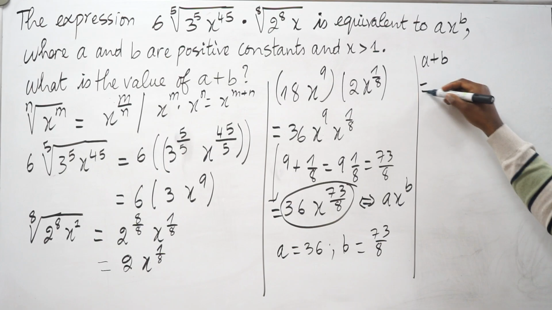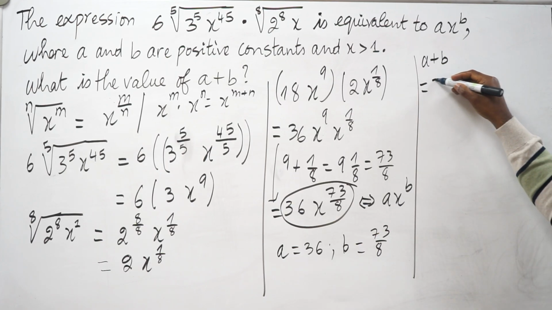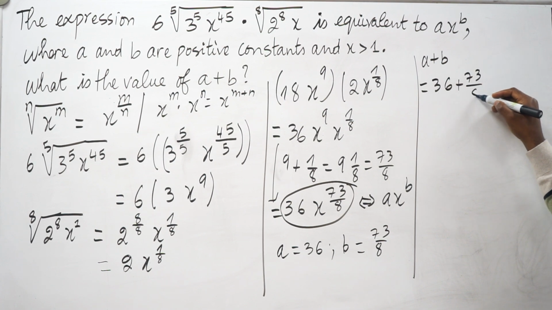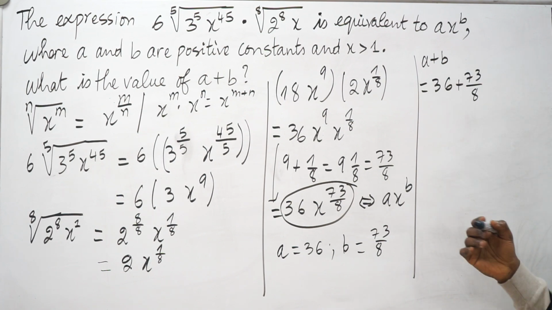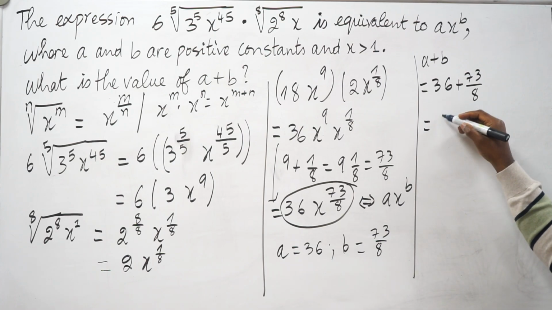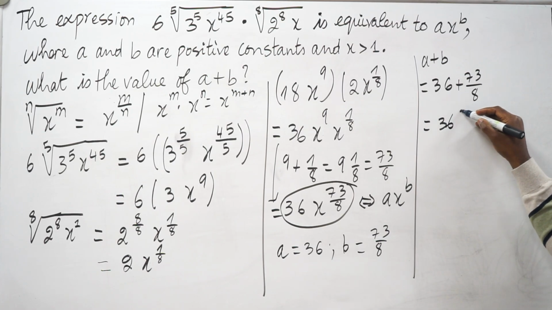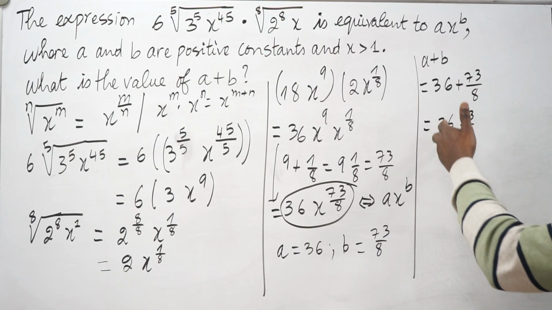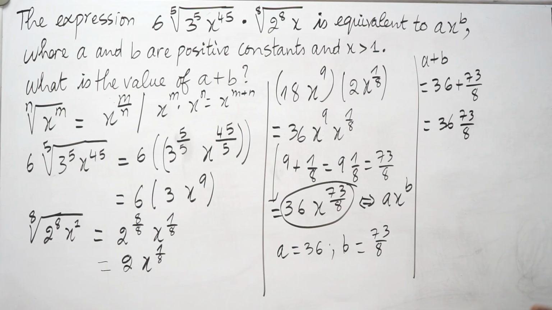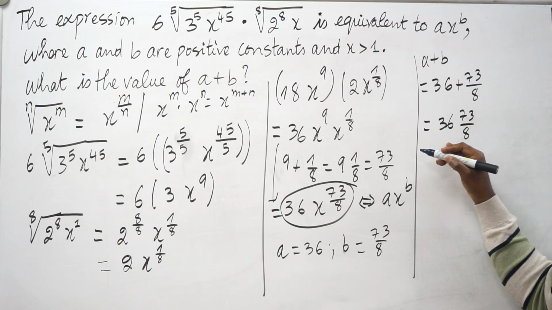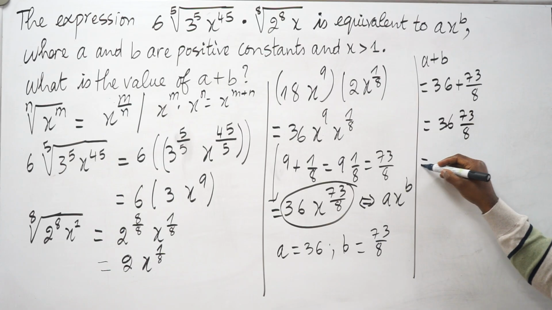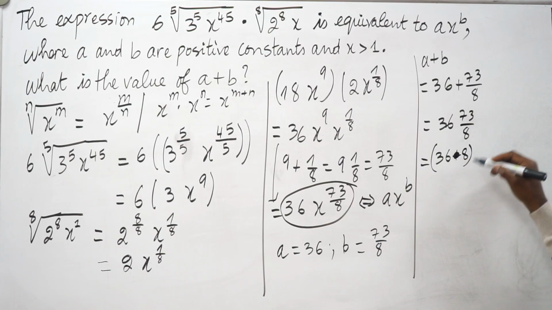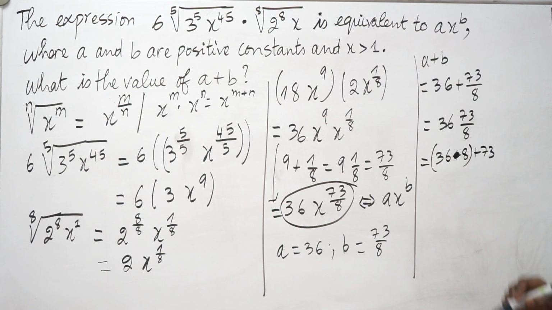So a plus b is going to give us what? It's adding 36 to 73/8. That's the same thing as saying I'm having 36 and 73/8, so it's like a mixed number also. To change this mixed number into an improper fraction, what would that give us? That means we multiply 8 by 36, and whatever we get, we add it to 73. So it's 36 times 8, sorry. Whatever we get, we add 73 to it.